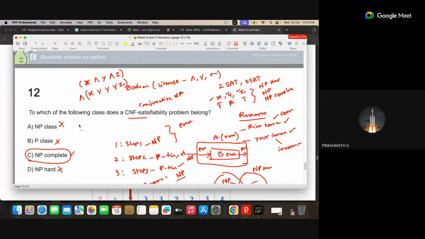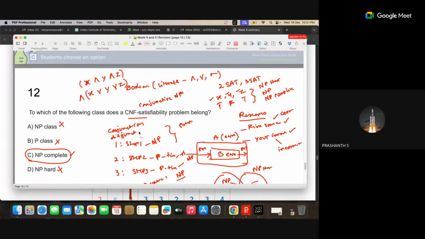Could you repeat this part, sir? Yes, because we are using conjunctions and disjunctions. See, the conjunction operator and the disjunction operator, AND and OR, are there. Is it right?